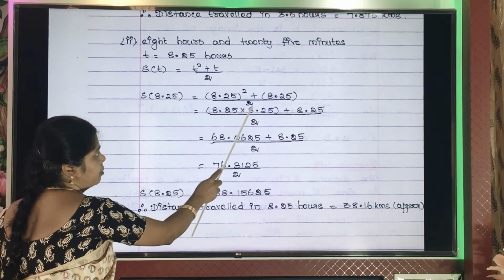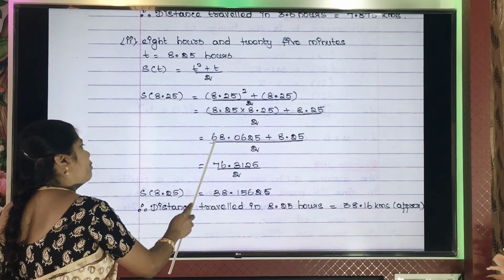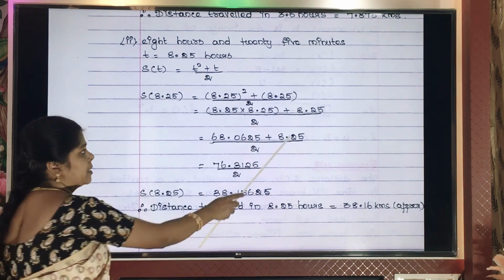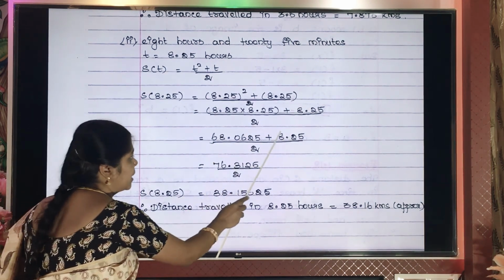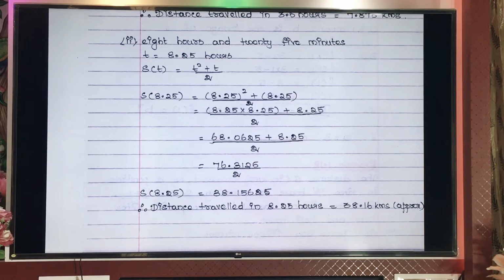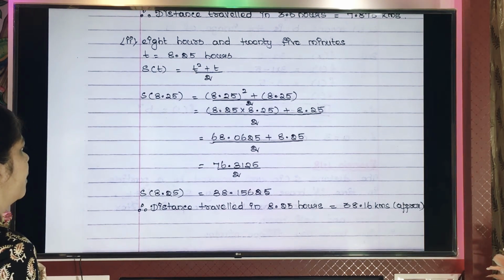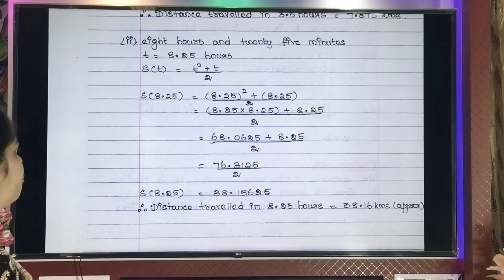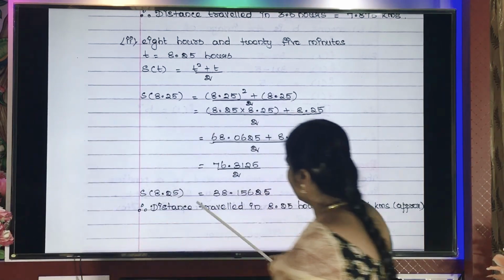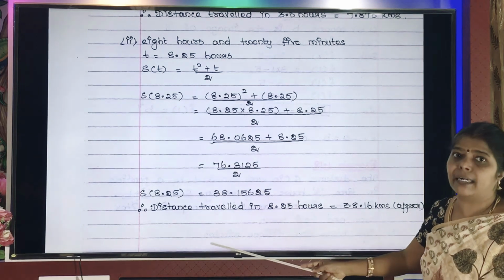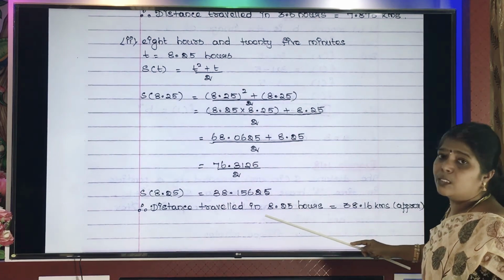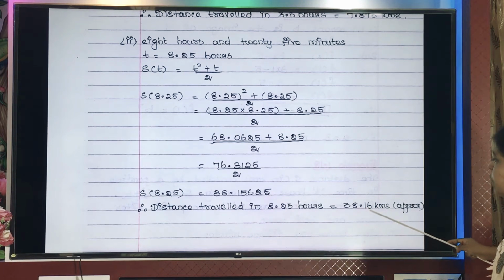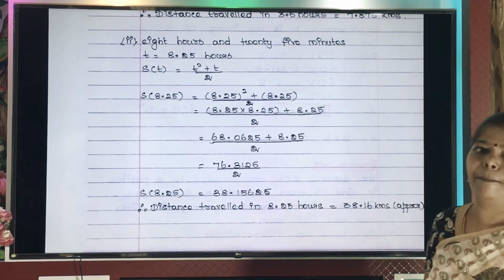Multiply these both, 8.25 and 8.25, we will get 68.0625 plus 8.25. When you add these both, you are getting 76.3125. That divided by 2 gives you 38.15625. So the distance travelled by the particle in 8 hours 25 minutes will be 38.16 kilometers approximately.